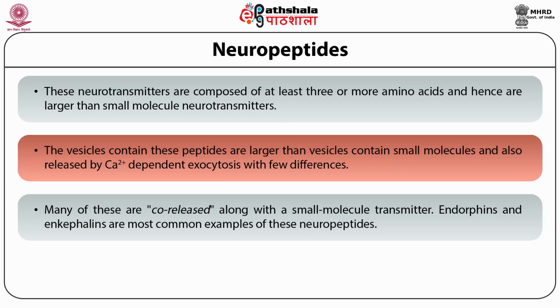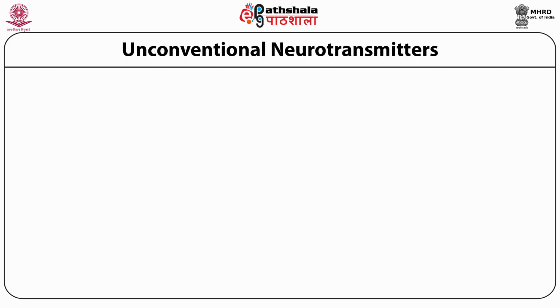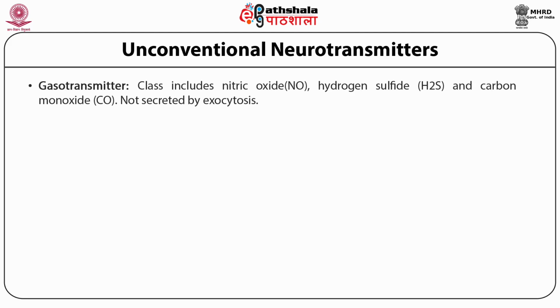The opioid drugs act by binding with the receptor of endorphin. Now coming to the next class, which is known as gasotransmitters, or sometimes we call it unconventional neurotransmitters. This class contains nitric oxide, hydrogen sulfide, and carbon monoxide, etc. These molecules are not secreted by exocytosis.